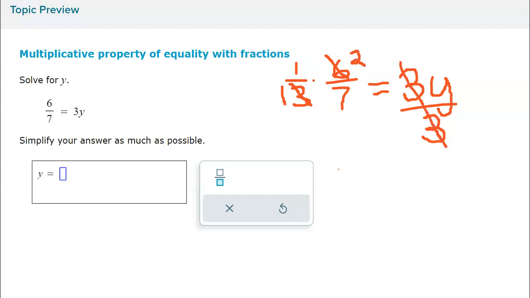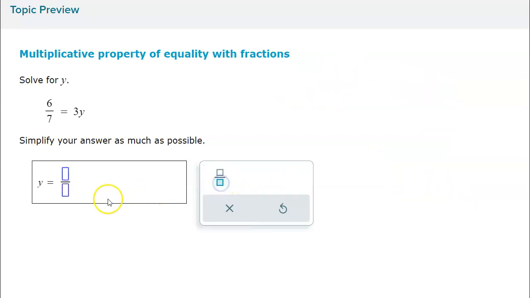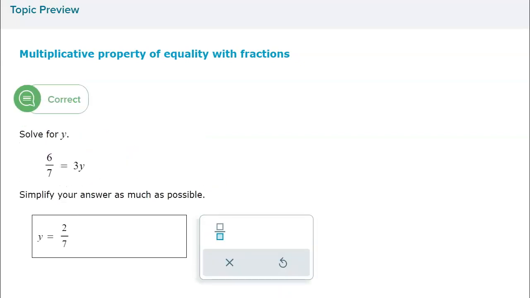This is going to be y. Those 3's cancel each other out. And then 1 times 2 is 2. And on the bottom, 1 times 7 is 7. So our correct answer is 2/7. So let's go ahead and enter that answer. And that's the correct answer.